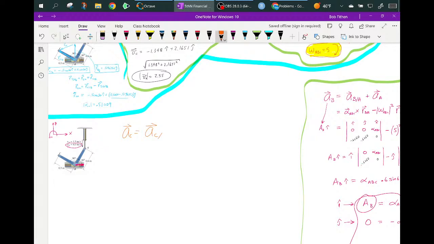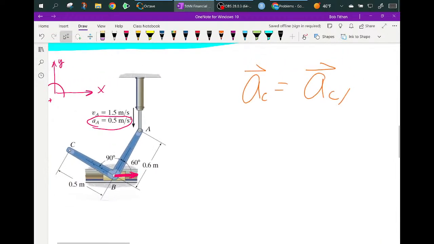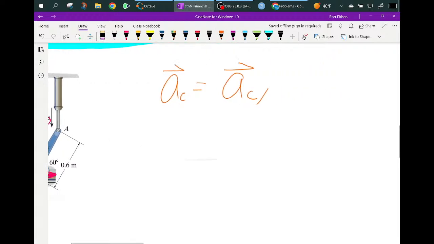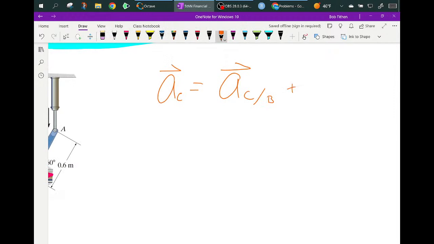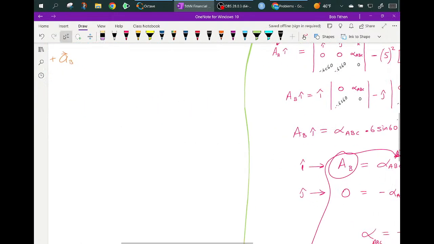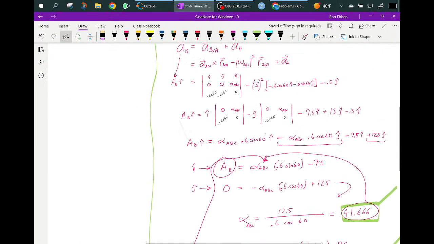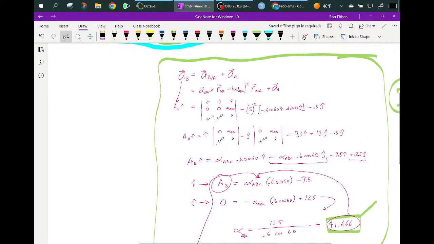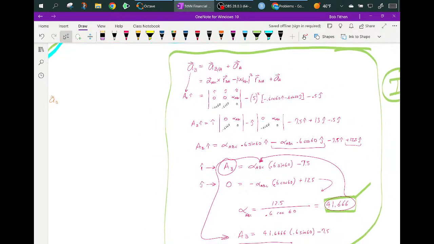Since I did this the last time, where I related C to B, I looked at that distance versus this distance. I can find it either way, but I'm going to relate it to B plus the acceleration of B, which I believe I found right here. Okay.